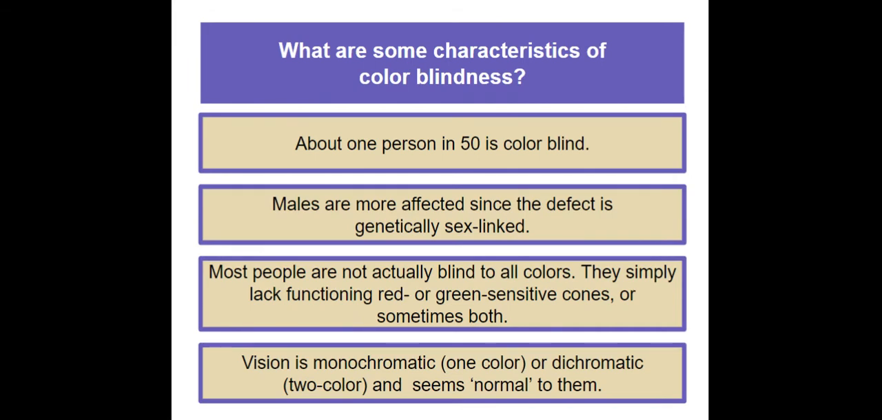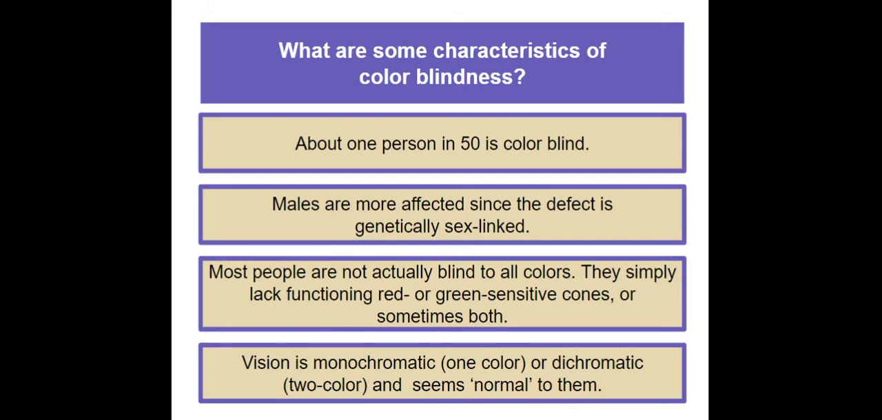So what are some characteristics of color blindness? One in 50 people is colorblind on average. Males are usually more affected. It is genetically passed, usually from generation to generation. Not all people have full color blindness, which is red, green, blue. Basically, it's a combination. A lot of people have, say, red-green blindness, or blue-yellow blindness. They won't have all blindness. Vision is monochromatic or dichromatic. Make sure you know these two terms. Mono meaning one, chromatic meaning color, dichromatic, two color.